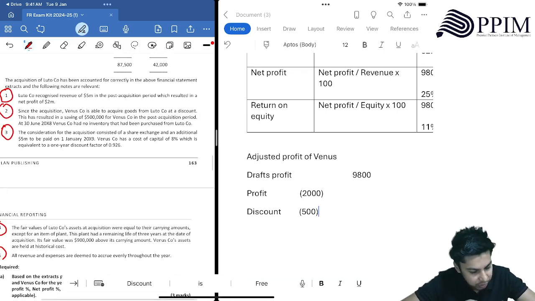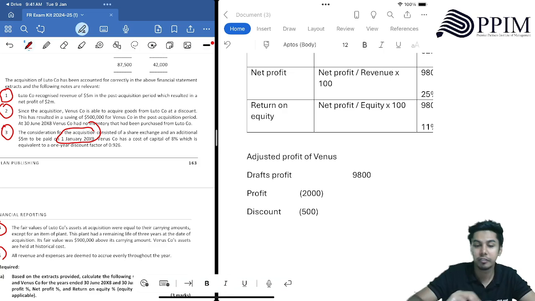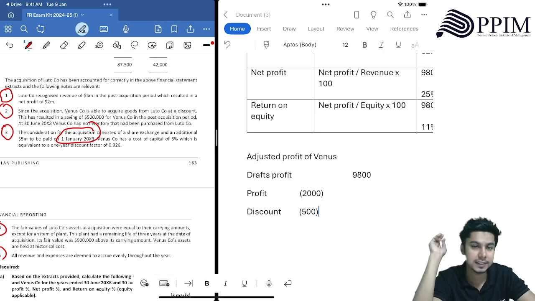The consideration of acquisition consisted of a share exchange and an additional 5 million to be paid on 1st of January 2009. Okay, now guys, look at this part. On 1st of January 2009, we have to pay 5 million. What do we call this in accounting, guys? If we have to pay in the future, what is this called in accounting? Deferred consideration. Exactly, right? We call it a deferred consideration.